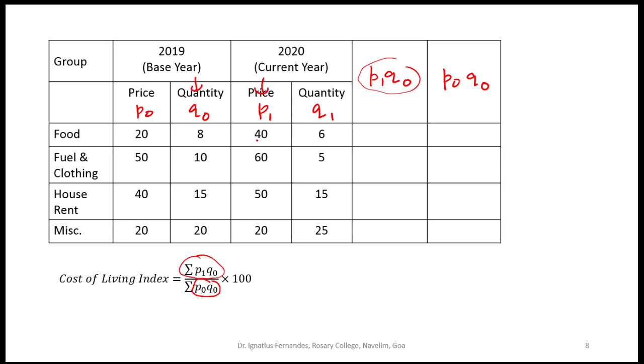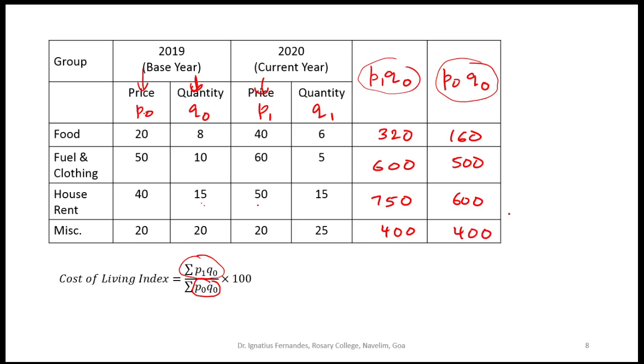So multiply 40 with 80, you'll get 320. 60 into 10 is 600. Then 50 into 15 is 750. And 20 into 20 is 400. The same way, we then find out P0 Q0, multiplying P0 values with Q0 values. So 20 into 8 is 160. 50 into 10 is 500. 40 into 15 is 600. And 20 into 20 is 400.